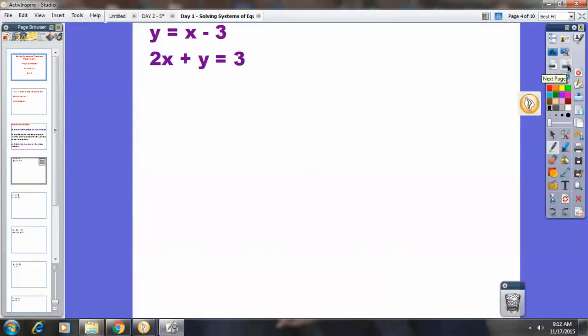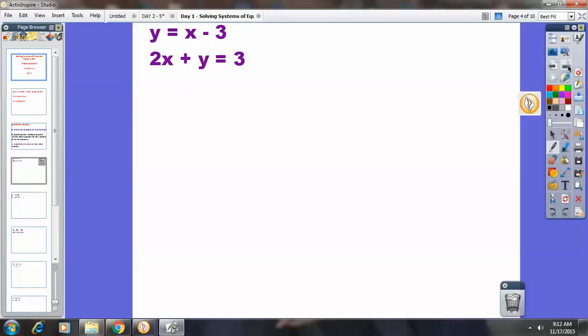So here's our first example. y equals x minus 3, and 2x plus y equals 3. We can solve lots of equations, but you can't find an answer unless you have one variable left. We have two variables in each of these equations, so we can't solve like we normally do. So we're going to use a method called substitution, where we're going to use one equation to help us solve the other equation.